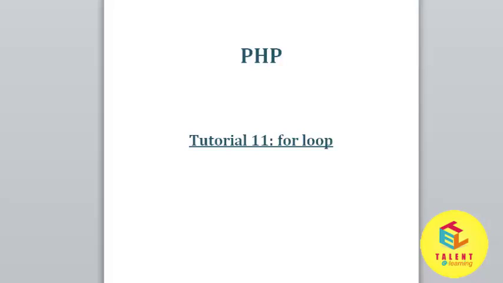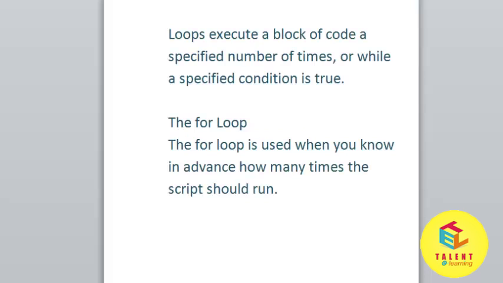In this tutorial, we will study the for loop and foreach loop. Loops execute a block of code a specified number of times or while a specified condition is true. The for loop. The for loop is used when you know in advance how many times the script should run.